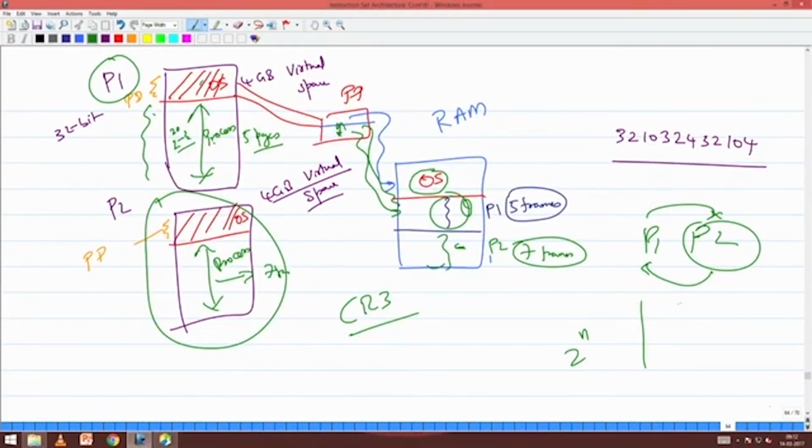Towers of Hanoi, right? Have you done Towers of Hanoi? It will take 2 power n time. N disks, moving n disks from one tower to another tower, such that a larger radius disk should not be on top of a smaller radius disk.